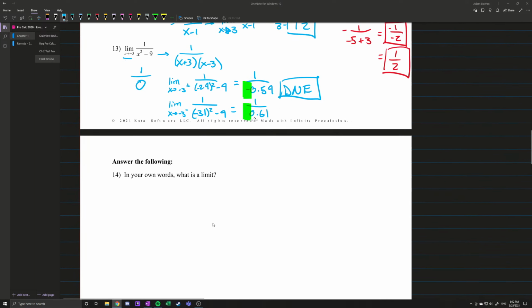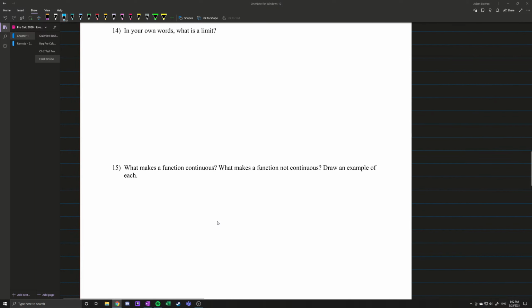We already answered number 14. Number 15, what makes a function continuous? What makes a function not continuous? And draw an example of each. Again, I'm not going to answer this right now because I don't want people to just memorize what I say and then write it down.